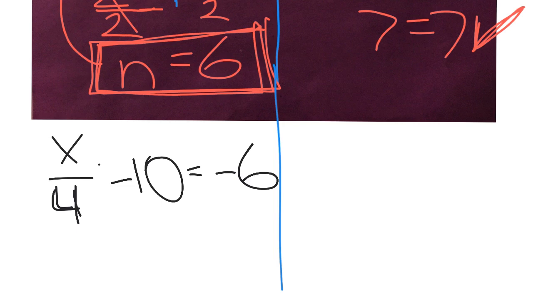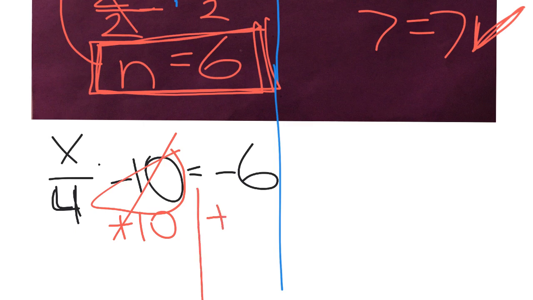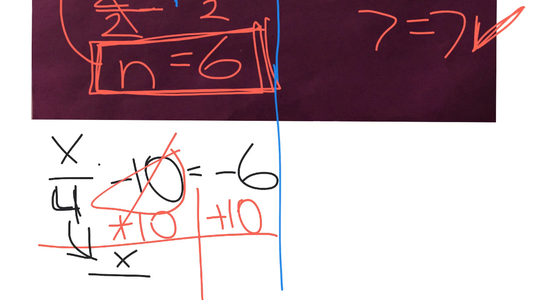So right here, I see that I have a minus 10. So the opposite of minus 10 would be plus 10. I need to get rid of that first. If I do plus 10 on the left, I need to do plus 10 on the right. I go ahead and bring that down because I didn't do anything with that. So x divided by 4 equals negative 6 plus 10.